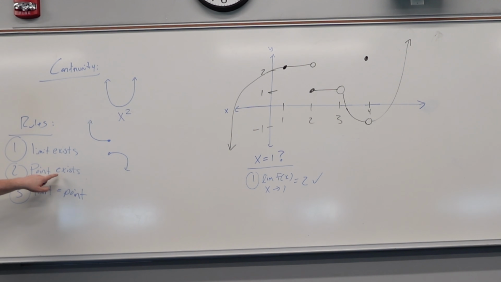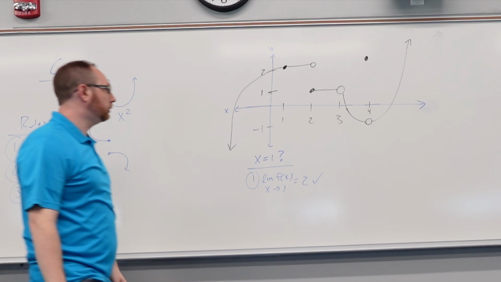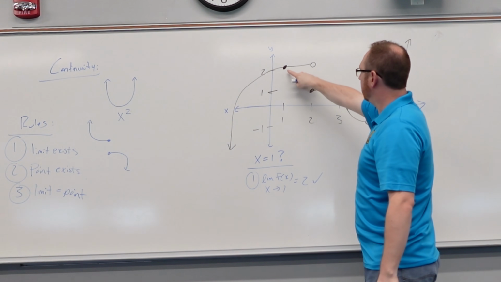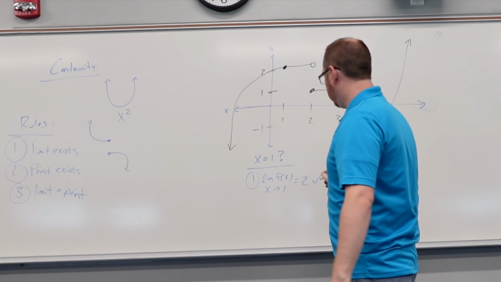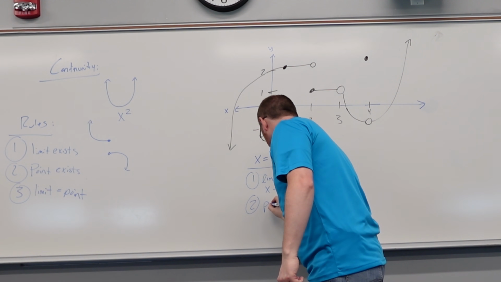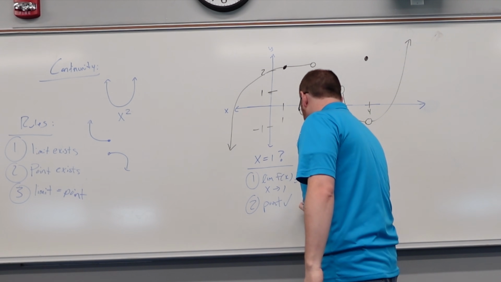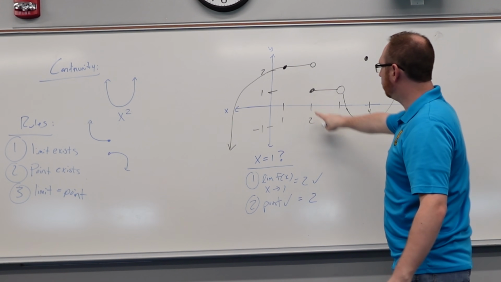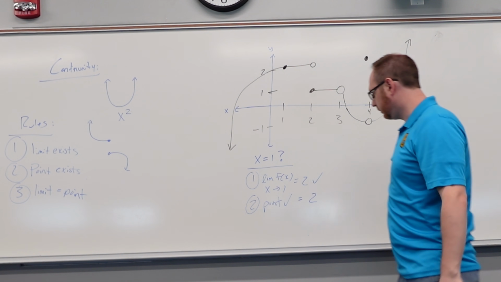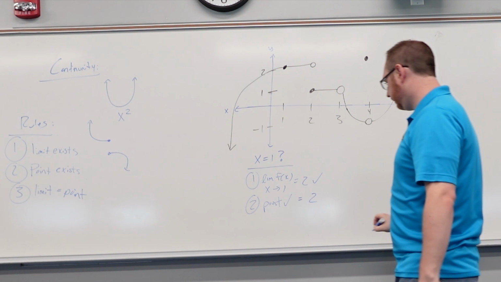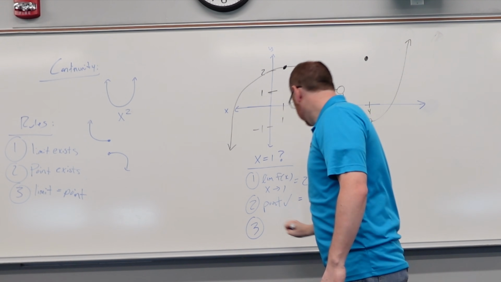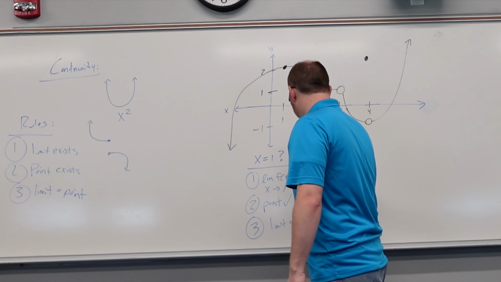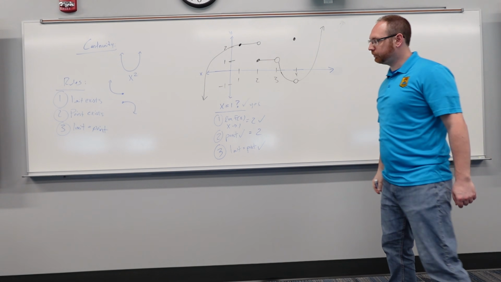The second thing says, does a point exist? Back in your days of algebra, a closed circle meant that the point existed, an open circle means there's no point. Since this is a closed circle, we would say yes, there's a point. And we'd say that the point is equal to 2 as well, right? So the closed circle has a height or y value of 2. Then we just have to check the third step. Are these two the same? This is 2, so yes, the limit is equal to the point. So yes, this function is continuous at x equal to 1.